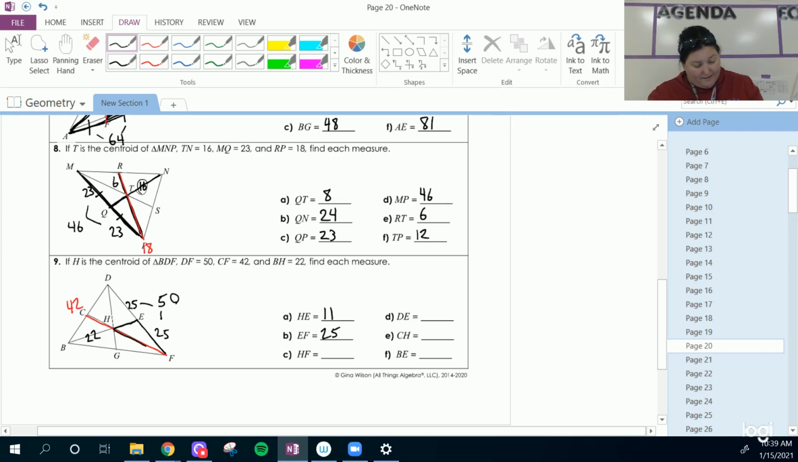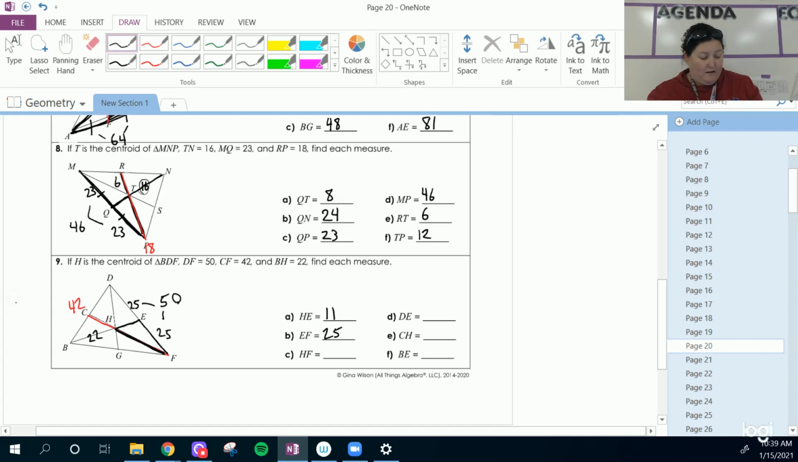HF is this piece here, so this is the big piece, so 42 divided by 3 is 14, and 14 times 2 is 28. DE is this piece here. We already found that is 25. CH is the small piece here, which was 14. And BE is this whole thing here. So 22 plus 11 is 33. And the 11 came from part A.